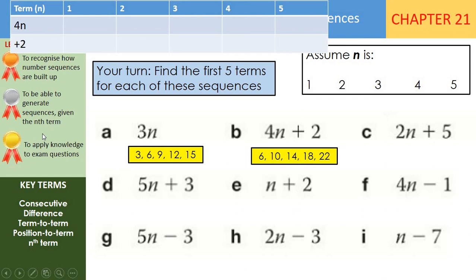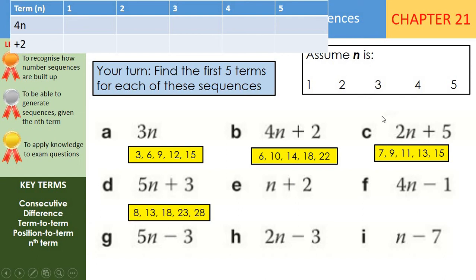Perfect. For the next one, 6, 10, 14, 18, 22. Then 7, 9, 11, 13, 15. And just check, 2 times 1 is 2, plus 5 is 7, 2 times 2 is 4, plus 5 is 9. So we're getting it right here. Then we've got 8, 13, 18, 23 and 28.